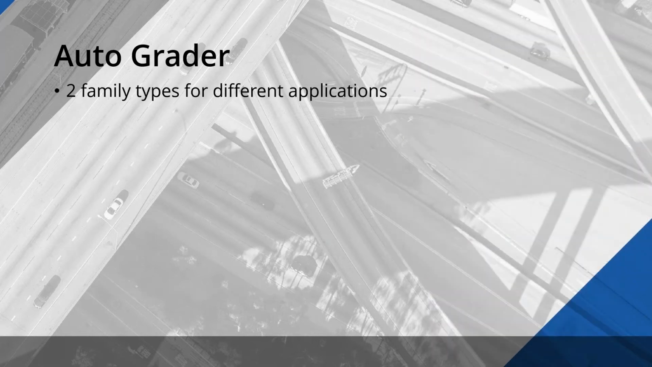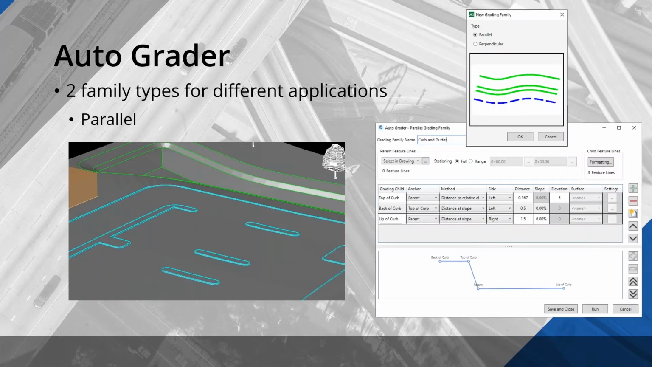So there's two primary types of families, grading families, we call them in AutoGrader. One is parallel, where you define basically a parent set of feature lines, like this blue one here. You define a set of parameters, and then it'll create as well as update any of those child feature lines. Those would be the green ones here.